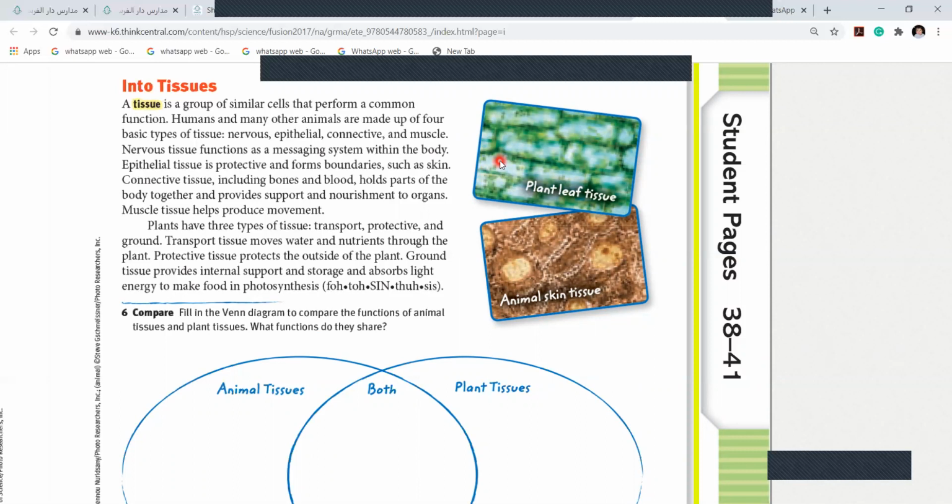Now, guys, this is a very important line. Humans and animals both are made of four important tissues. Nervous, epithelial, connective, and muscle. Very important, girls. You have to remember this. You can remember this word.